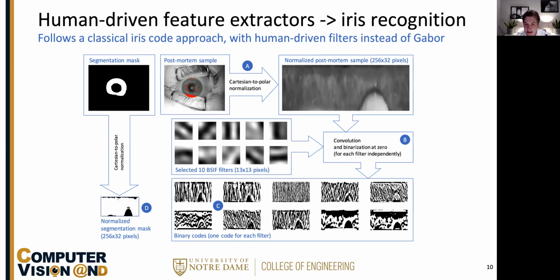Then step B is to take a set of filters. In the original method, it was a set of Gabor filters. In our method, it's a set of human-driven BSIF filters. And after the convolutional operation, step C is just to take the sign of the convolutional result. So if the convolutional result was positive, we have 1. If it was negative, we have 0. And this is what creates the iris code.